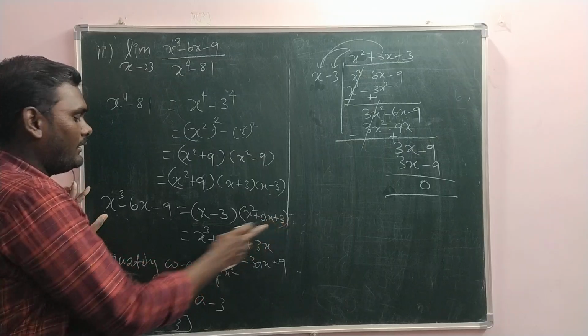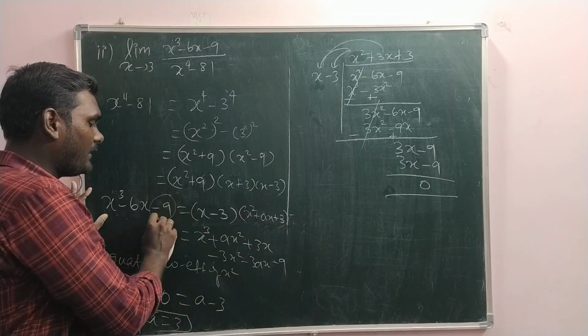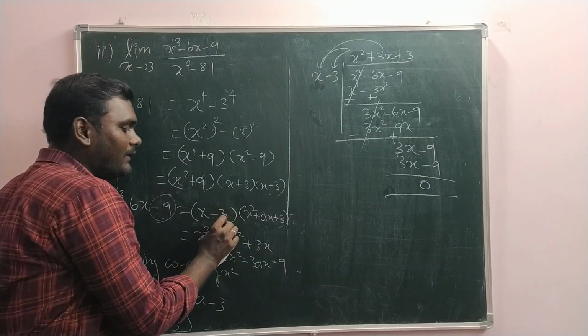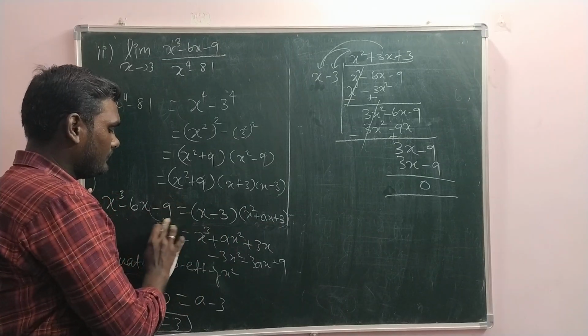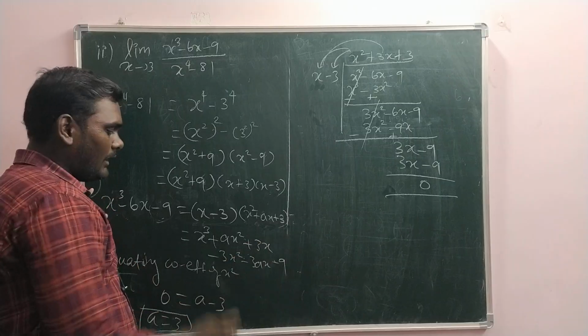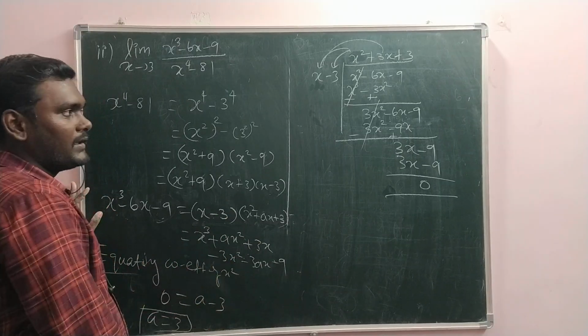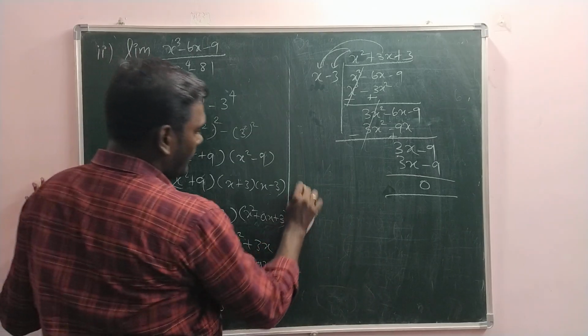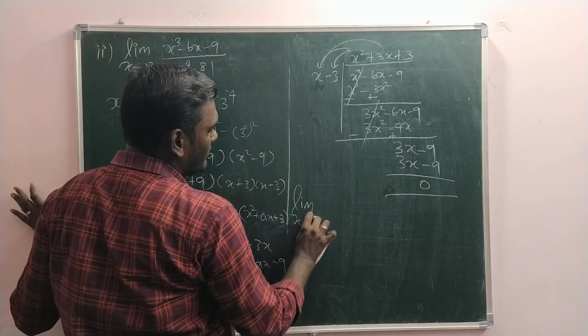Plus 3. Why plus 3? Because this constant term is minus 9. To match this, here minus 3 is there. What should be multiplied with minus 3 to get minus 9? Plus 3. And then I multiplied again and equated the coefficients. Either way we can do. Okay. So now this one, limit x tends to 3.